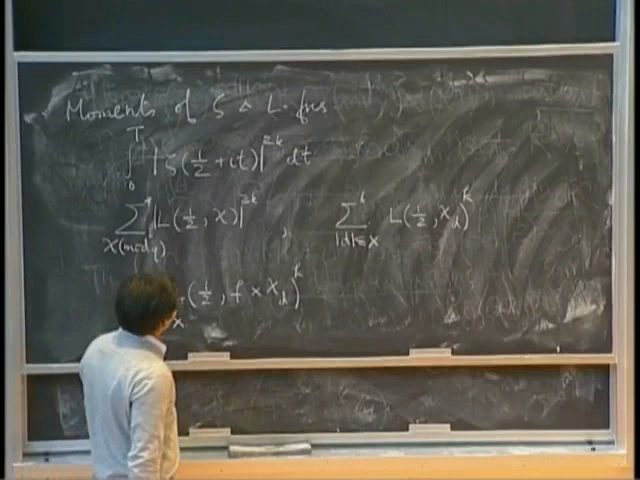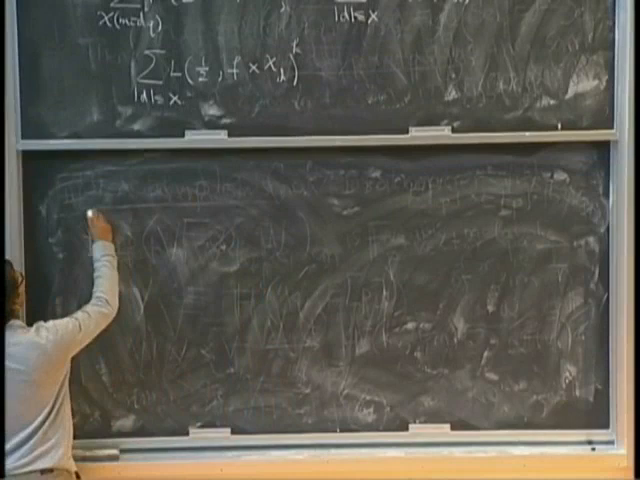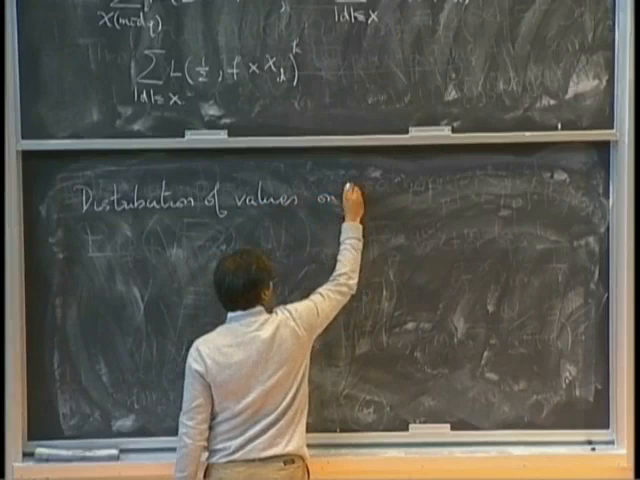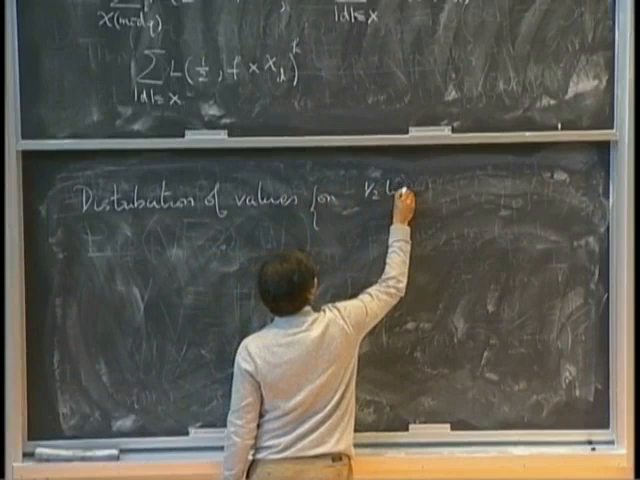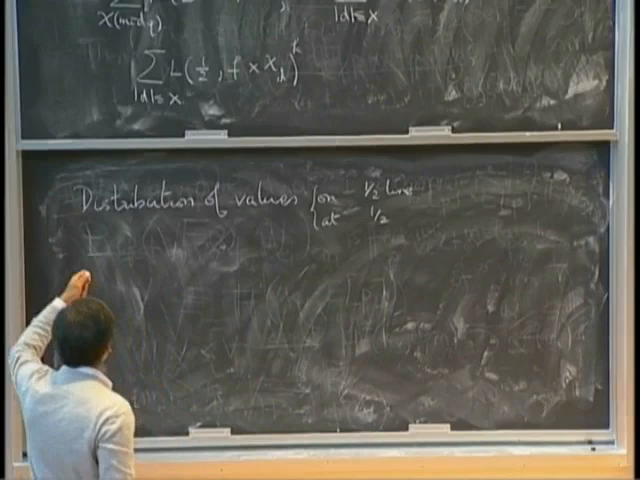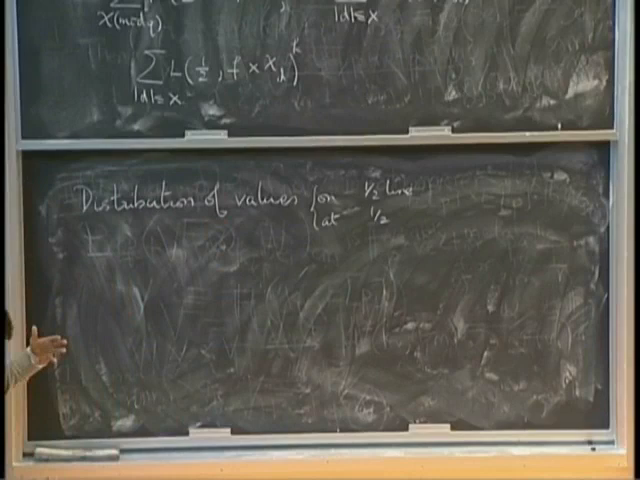One of the reasons why we are interested in questions of this type is that we would like to understand, maybe concurrently with this problem, the distribution of values of these L functions on the half line, or at half. Of course, the two problems are related, but the moments here will grow so rapidly that they will not really give you a nice distribution of these values. But I'll explain what we know in this context. We do know something about the distribution of values, but it doesn't completely answer questions about the moments.